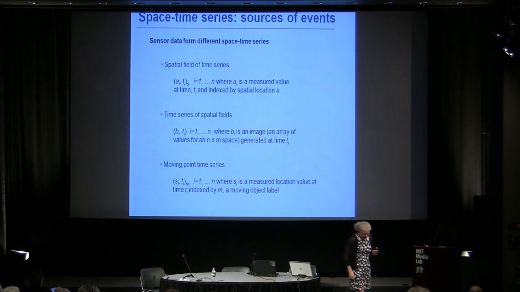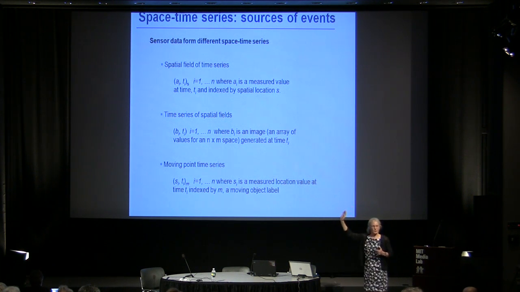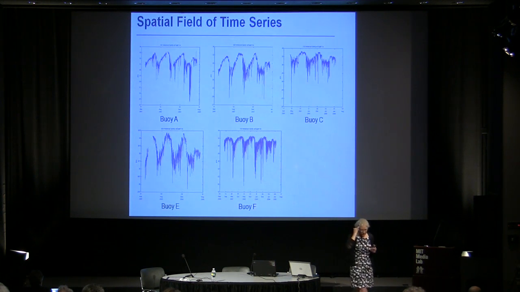So sensor data we can think of as taking a number of different forms, at least 3. There may be some more. We can think of them as a spatial field of time series, a time series of spatial fields, or moving point time series. And let me just jump to examples of these.